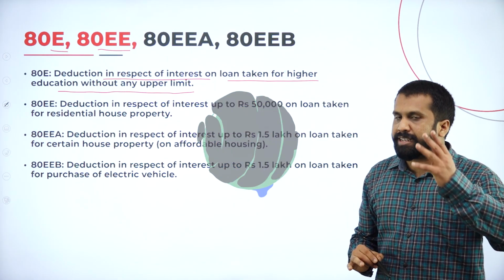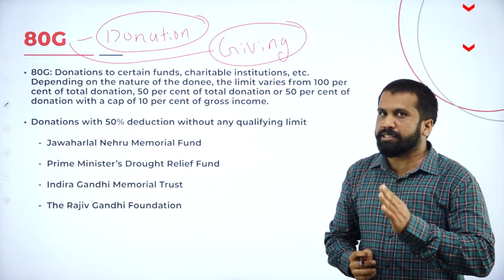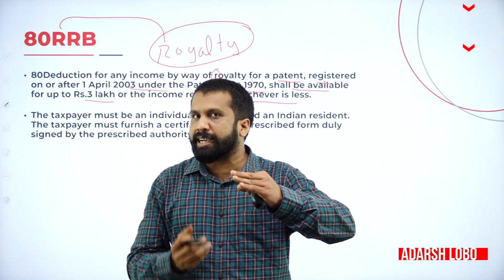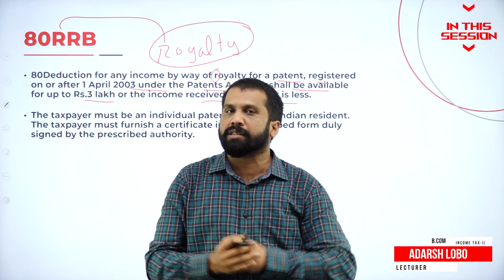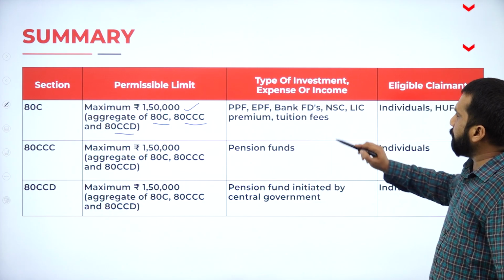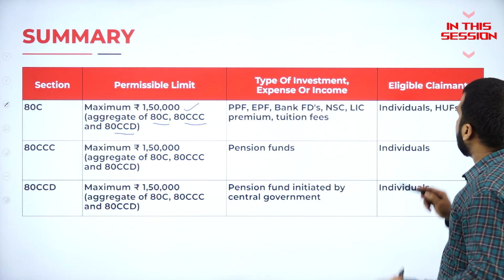E for what? Easy to remember. E for education. 80G for giving. It is nothing but donation. Up to 3 lakh or whatever is received, whichever is less, can be taken as your deduction. PPF, EPF, bank FD, NSC, LIC and all.